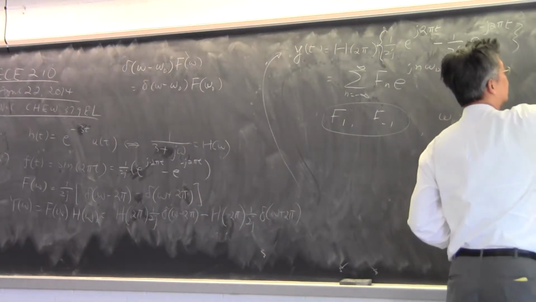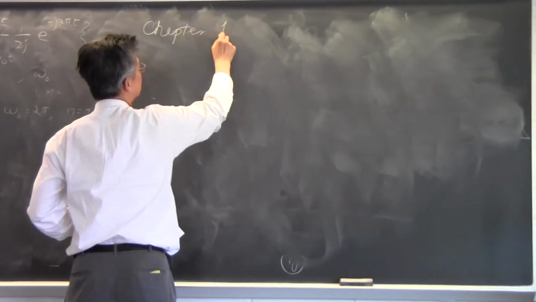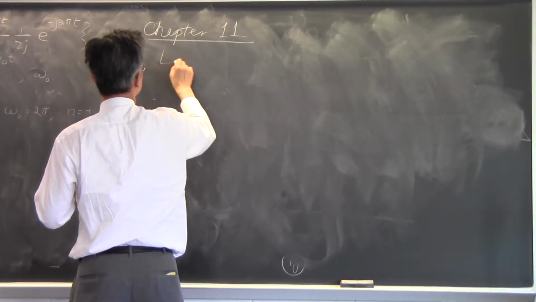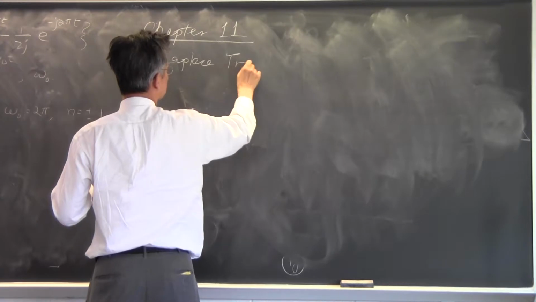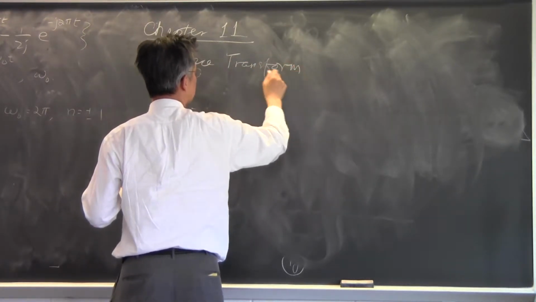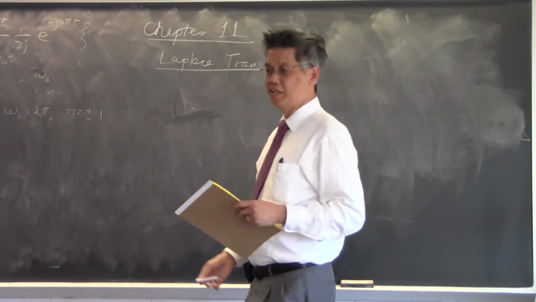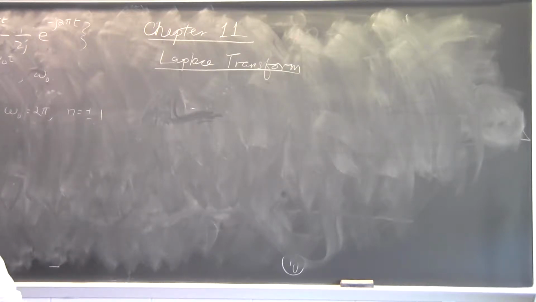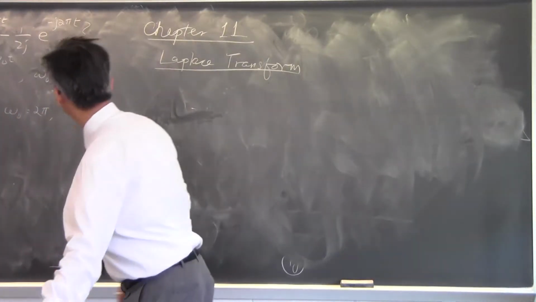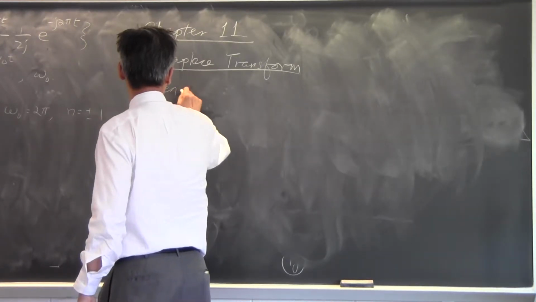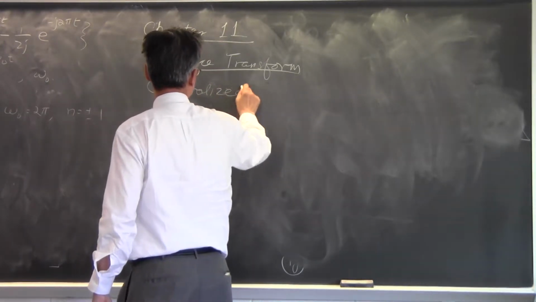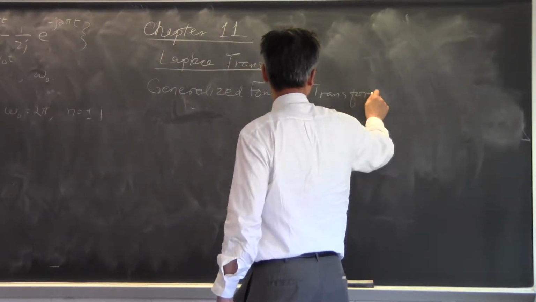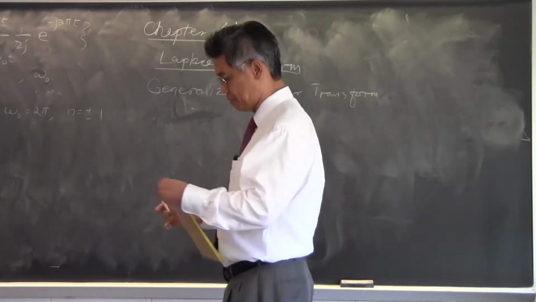Let's go to chapter 11. It's on Laplace transform. You can think of Laplace transform as a generalization of Fourier transform. And all of you have learned so much about Fourier transform. So you just learn how to generalize it. So this is a generalized Fourier transform. So a lot of things that you have learned about Fourier transforms still apply in Laplace transform.